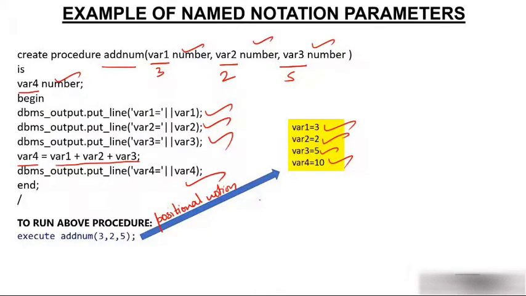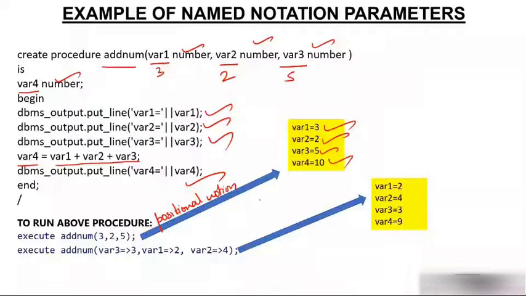But what if you want named notation? Then see what you are doing. You are first using variable 3. In variable 3, you are now passing the value 3. So see the beauty of this named notation: you need not put the first value in the first place. You are initializing the third parameter in the first place, so variable 3 will become 3. Variable 1 becomes 2, and variable 2 becomes 4. The moment you run this, see what you are getting. Variable 1, 2. Yes.